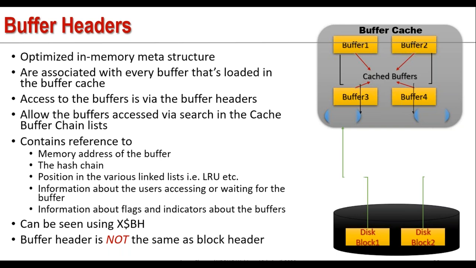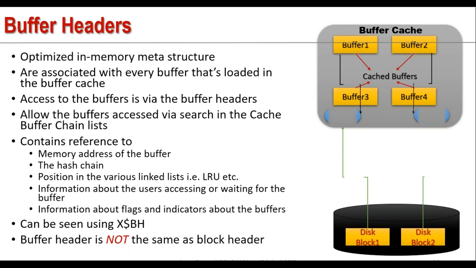And they are the ones which are attached or detached from your buffer cache hash chains. Obviously, they are the ones which make up your LRU mechanism as well. And when we say that a buffer is dirty, that information also is maintained by the buffer headers. Now, they are the ones which are exposed for you in terms of $BH, which is $BufferHeader, or $BH, which is the same public view.